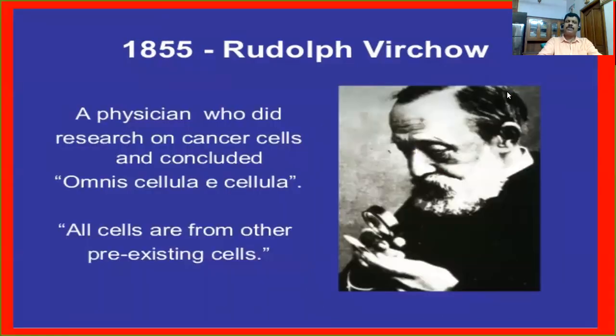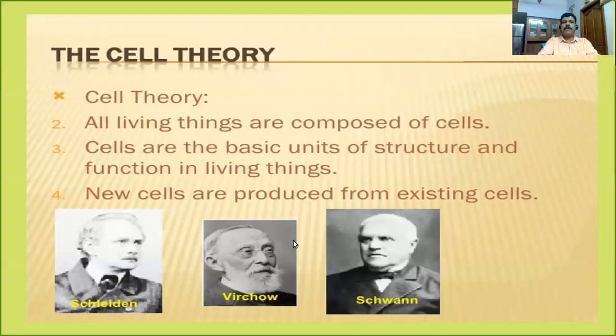But dear students, these two scientists didn't give any idea related to the reproduction, I mean the formation of new cells or cell division. Another famous scientist named Rudolf Virchow in 1855 identified and proposed omnis cellula e cellula. Okay, he is actually a physician who did research on cancer cells and concluded omnis cellula e cellula. What is the meaning? The meaning is all cells are arising from other pre-existing cells.